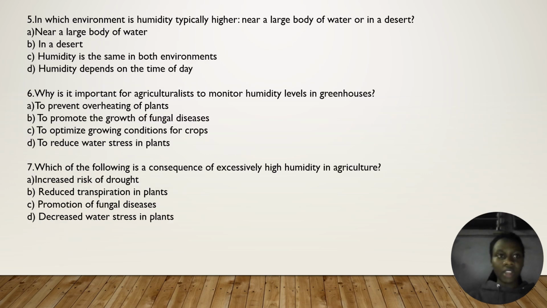On this slide you have question number 5, which says: in which environment is humidity typically higher, near a large body of water or in a desert? Here we have multiple choice. Question number 6 says: why is it important for agriculturists to monitor humidity level in a greenhouse? Question number 7 says: which of the following is a consequence of excessively high humidity in agriculture? You are going to think about it, and we are going to come back to this after our presentation.